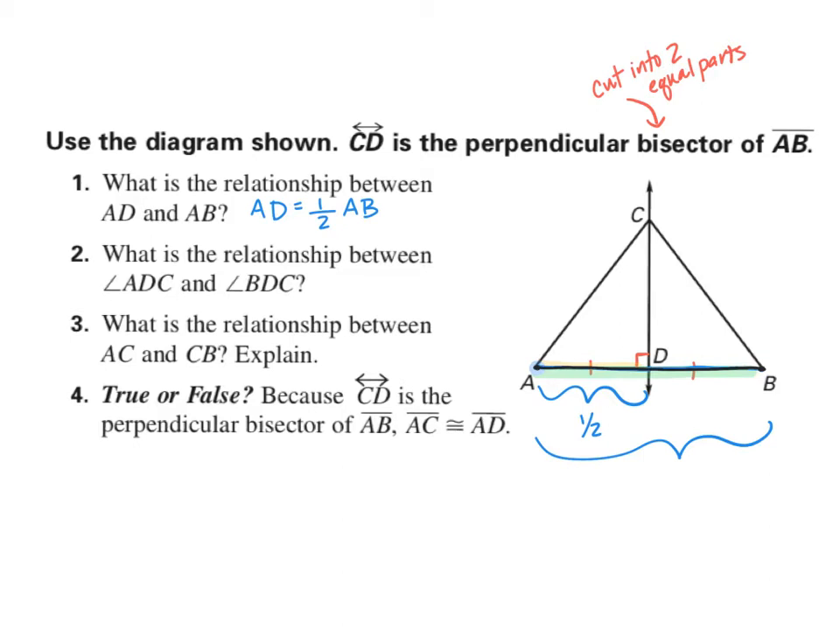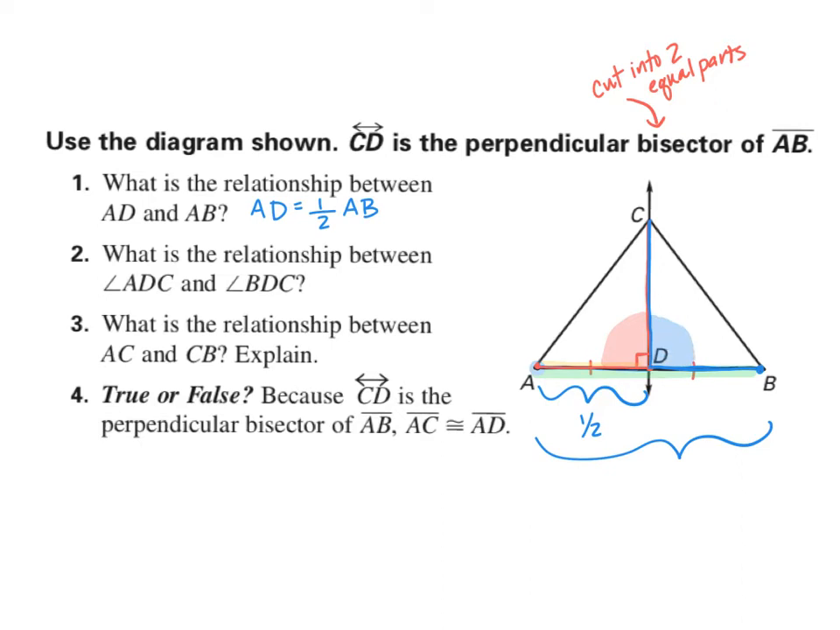What is the relationship between angle ADC and BDC? So for ADC, we start at A, go to D, and then go to C. So we know we're looking at this specific angle right here. And BDC. So we start at B, we go to D, and we go to C. So we're looking at this specific angle right here.